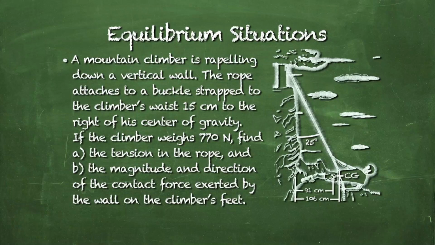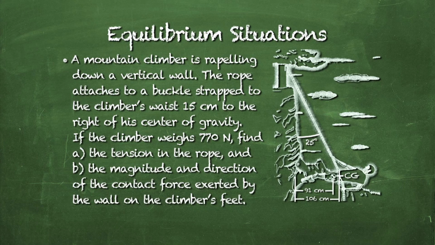A mountain climber is rappelling down a vertical wall. The rope attaches to a buckle strapped to the climber's waist 15 centimeters to the right of his center of gravity. If the climber weighs 770 newtons, find the tension in the rope and the magnitude and direction of the contact force exerted by the wall on the climber's feet.